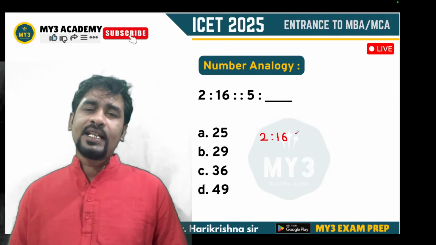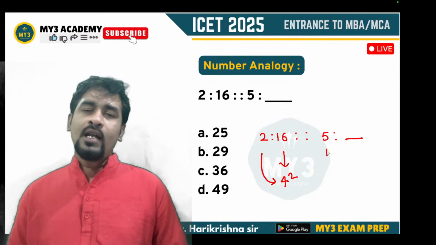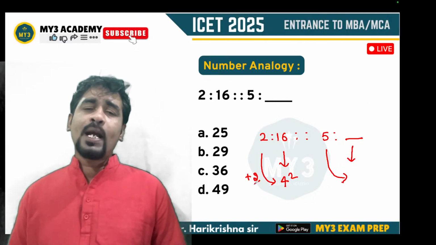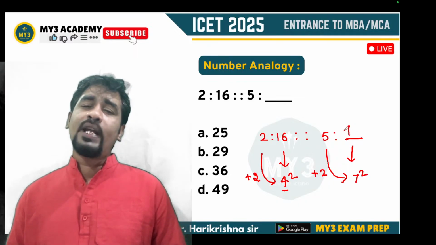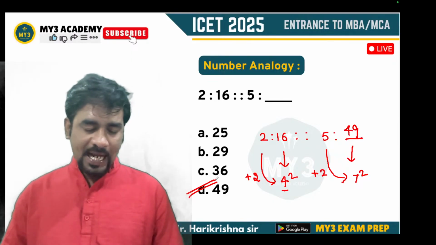So 2 is 16, then 5 is what? So let me write. What is 16? 16 is basically 4 square. So 2 becomes 4 square. Then 5 becomes what? So I thought maybe an addition factor is working here. 2 becomes 2 plus 2, 4 whole square, 16. 5 becomes 5 plus 2, 7 whole square. 7 square is what? 49, which is available as option D. You can mark it as the answer choice.